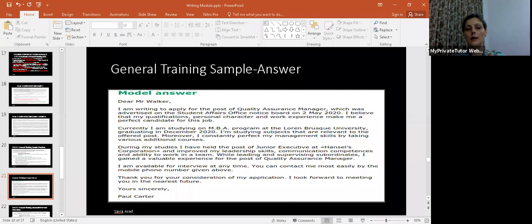Model answer, I'm just going to read it out. Dear Mr. Walker, I'm writing to apply for the post of Quality Assurance Manager, which was advertised on the Students' Affairs Office notice board on 2nd May 2020. I believe that my qualifications, personal character, and work experience make me a perfect candidate for this job. You have introduced yourself, while writing where you have seen the ad.